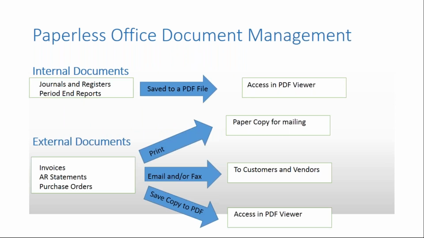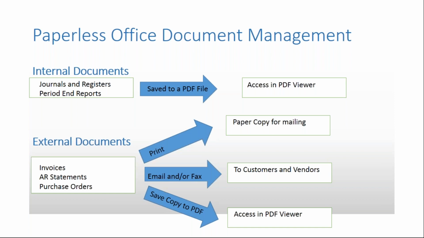So next, Paperless Office always saves a document to a PDF. So whether it's a journal and a register or whether it's a form you're printing out, you will always have a PDF that you can go back to. So if your customer calls you up and says, can I get that email resent to me or that statement sent to me, you can go into your customer maintenance and click a button and have it resend the email or fax.